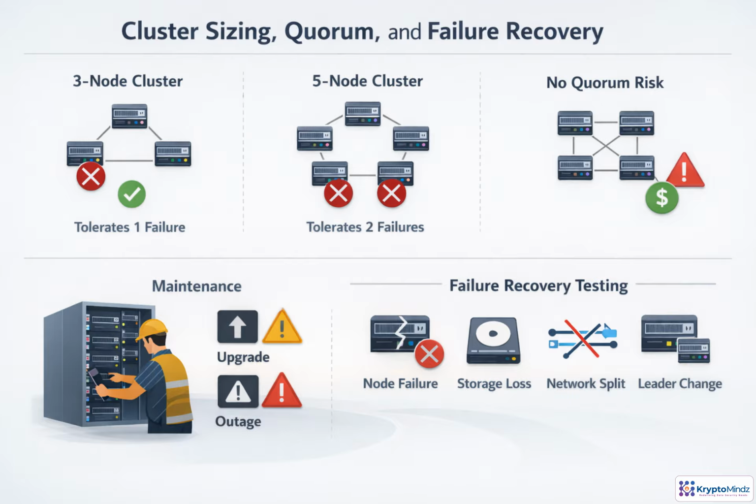Raft availability depends on quorum. The cluster must keep a majority of orderers online to make progress. With 3 nodes, 2 must be healthy, so the cluster can lose 1. With 5 nodes, 3 must remain, so it can lose 2. Adding a 4th node usually increases cost without improving failure tolerance. Treat maintenance as a quorum event. Upgrade 1 orderer at a time, and regularly test recovery from node loss, disk failure, network partitions, and leader changes.